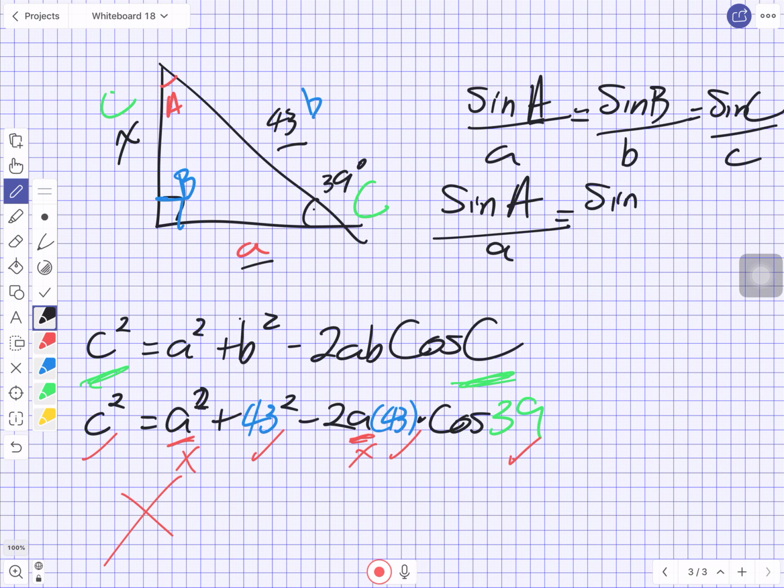We do have angle B. It's 90 degrees. All right. Side B, we got, that's 43. Great. That's the really important one. In sine law, you have to have at least one complete ratio. So that's great. We have one of the complete ratios.